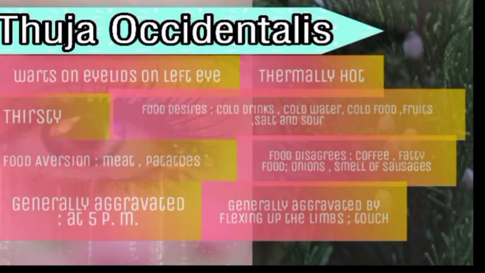Starting from thuja occidentalis. It's given for warts on eyelids of the left eye. The patient is thermally hot, thirsty. Food desires include cold drink, cold water, cold food, fruits, refreshing things, salt. Food aversions include meat and potatoes. Food disagrees includes coffee, fatty food, onions, smell of sausages, smell of food, and tea.